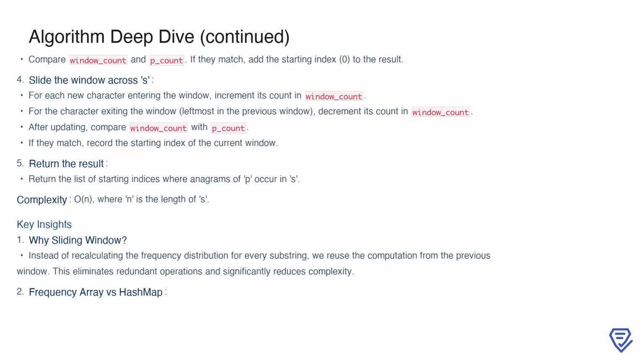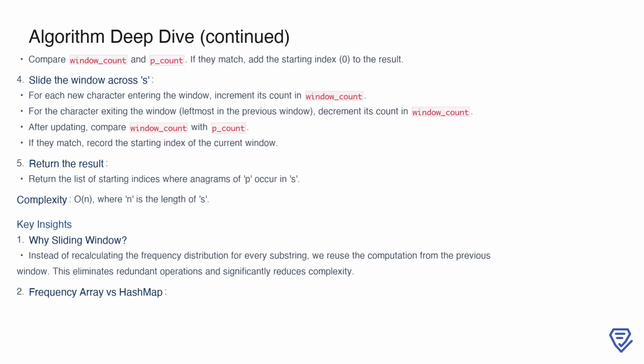Next, we initialize a sliding window to represent the first substring of length equal to p in s, using another frequency array called window_count. After populating this array for the first window, we check if it matches p_count. If they are identical, it means the first window is an anagram of p, and we add the starting index, which is 0, to our result list.